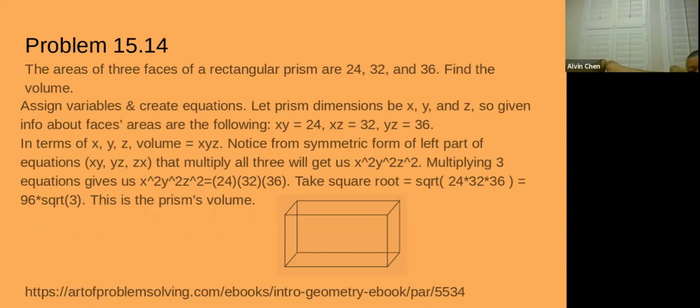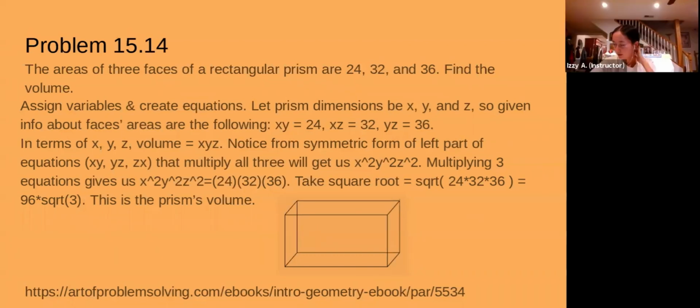We multiply the three equations together, and we get (XYZ) squared. X squared times Y squared times Z squared equals 24 times 32 times 36. You square root that and you get XYZ. And apparently, let me take a look. Oh, so you got 96 square root 3. Yep. So that was the solution basically.